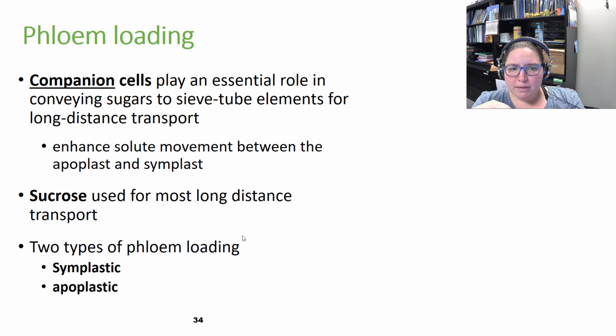Sucrose is typically what plants are going to use for most long distance transport, and there are two types of phloem loading, either symplastic or apoplastic phloem loading.